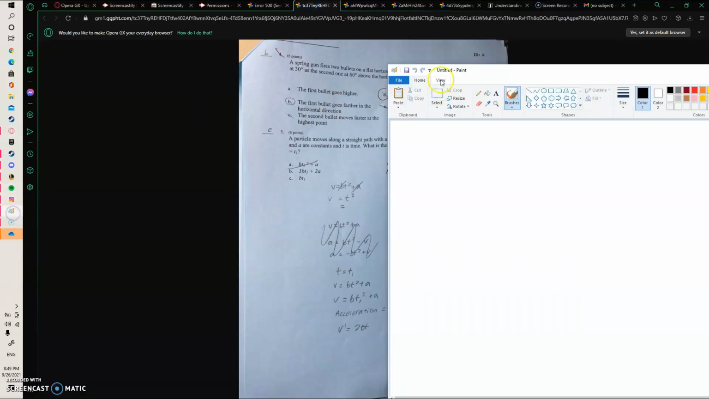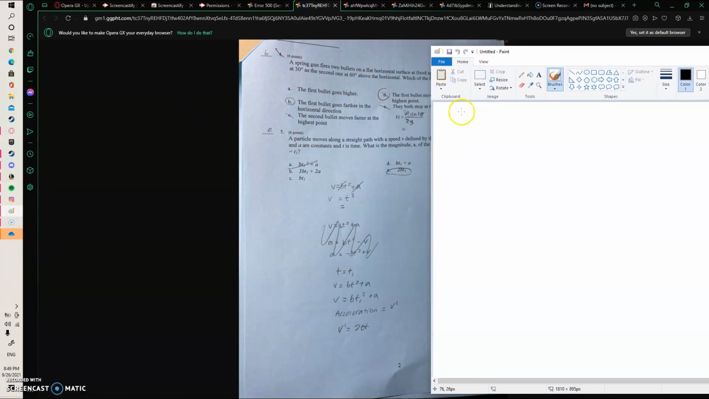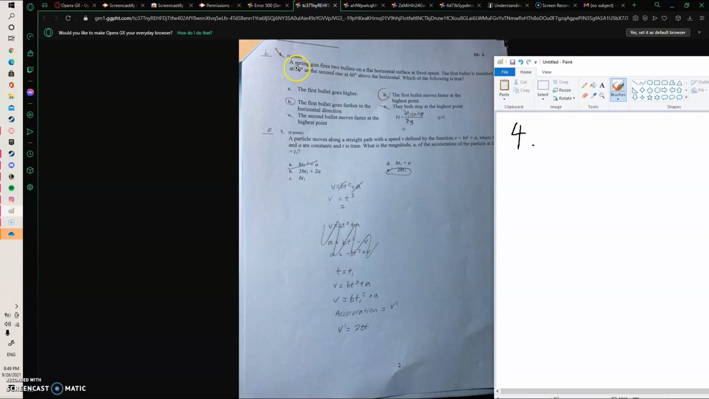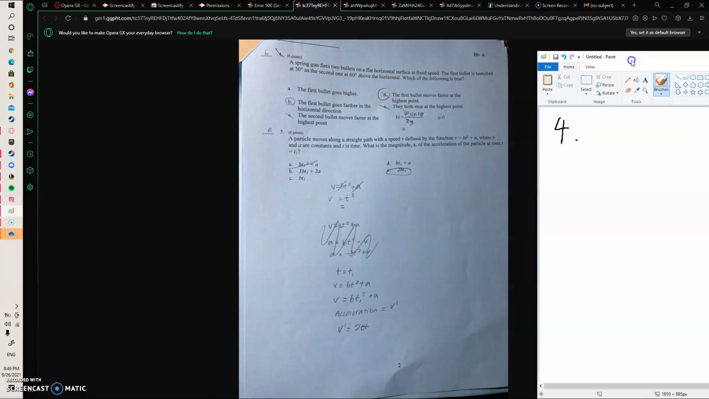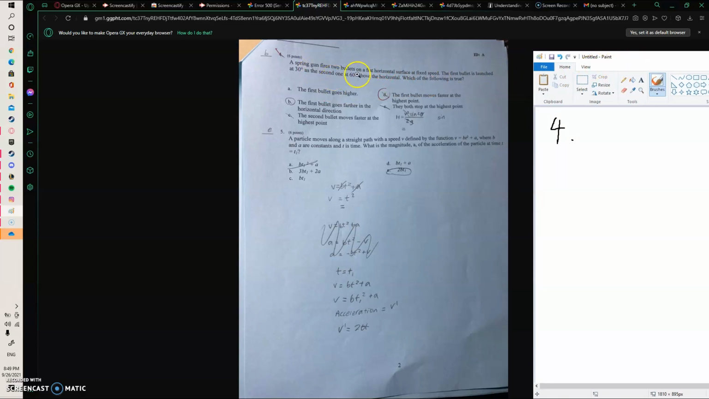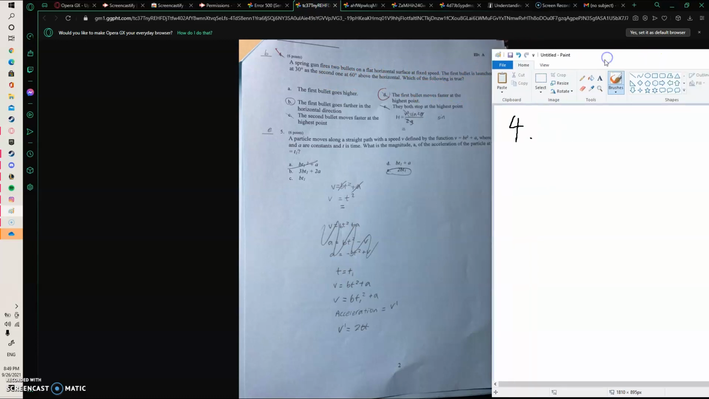The picture actually loaded this time. Question 4 says that a spring gun fires 2 bullets on a flat horizontal surface at a fixed speed. The first bullet is launched at 30 degrees and the second one at 60 degrees above the horizontal, and it asks which of the following is true.